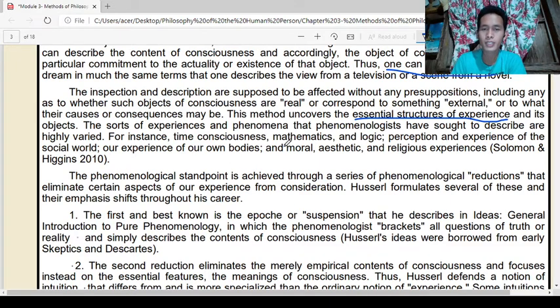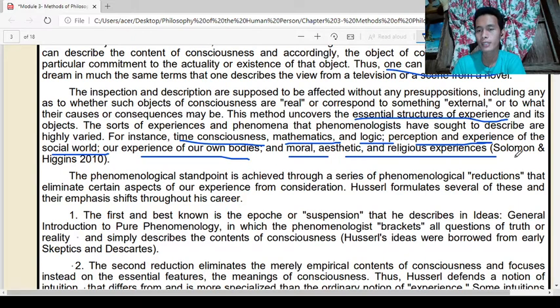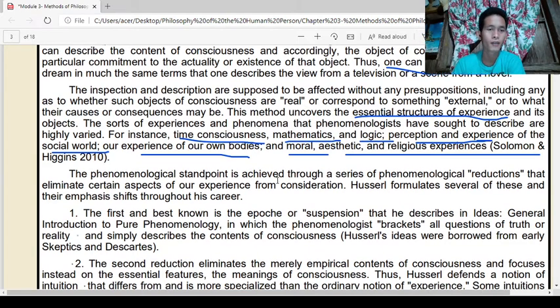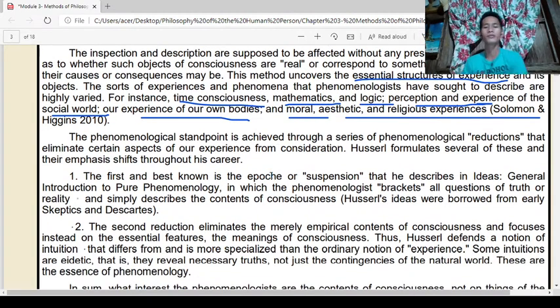The sorts of experiences and the phenomena that phenomenologists have sought to describe are highly varied. For instance, time consciousness, mathematics, logic, perception and experience of the social world, experience of our own bodies, moral, aesthetic, religious experiences, according to Solomon and Higgins 2010. The phenomenological standpoint is achieved through a series of phenomenological reductions that eliminate certain aspects of our experience from consideration. Edmund Husserl formulates several of these, and their emphasis shifts throughout his career.